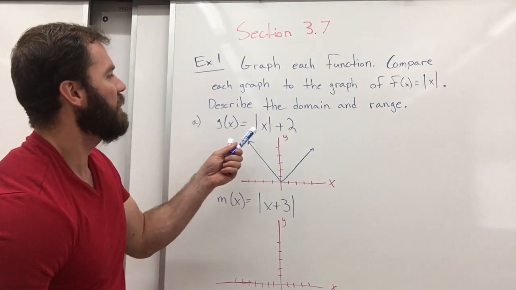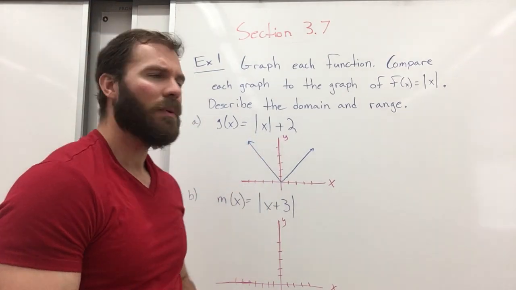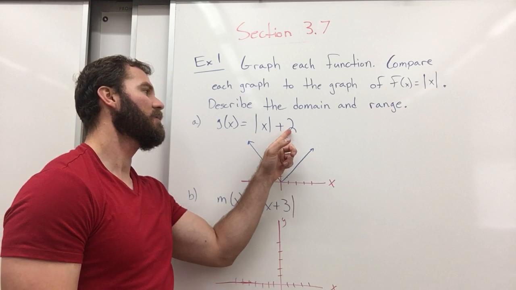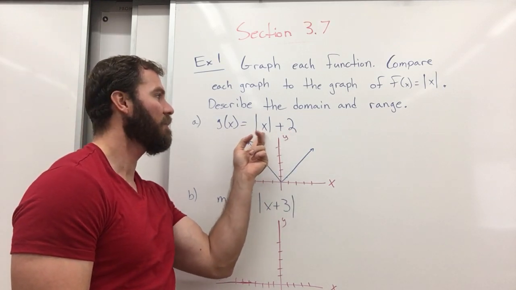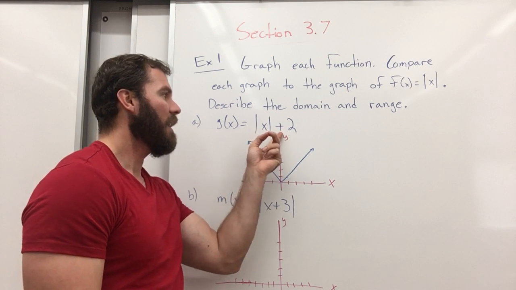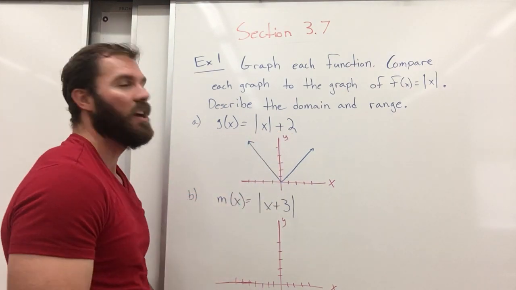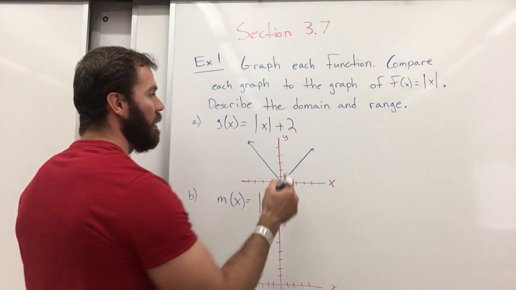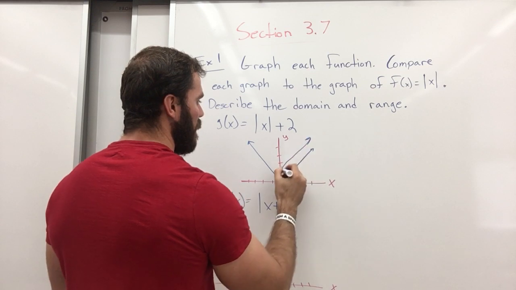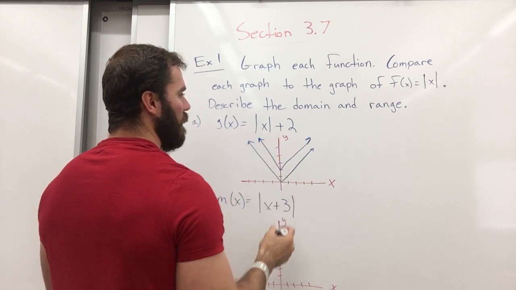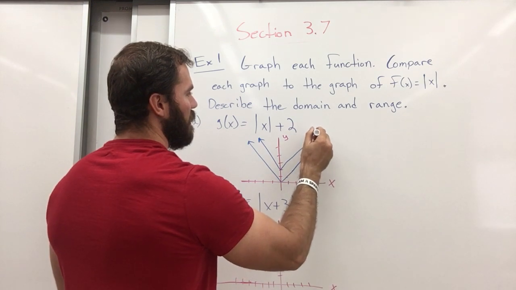This, g of x, is the absolute value of x plus 2. Just like we learned in 3.6, plus 2 is not inside the parentheses, or in this case, the absolute value signs. It's outside of it, and we're adding 2. So this is going to be a vertical shift upward 2. This is f of x, and this is g of x.